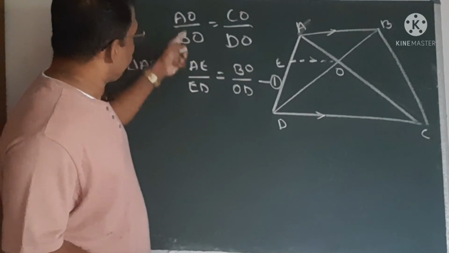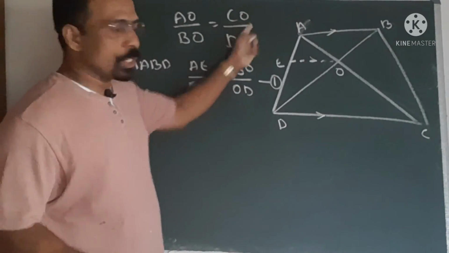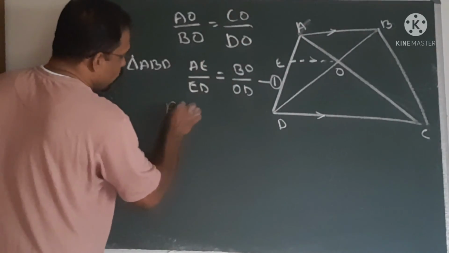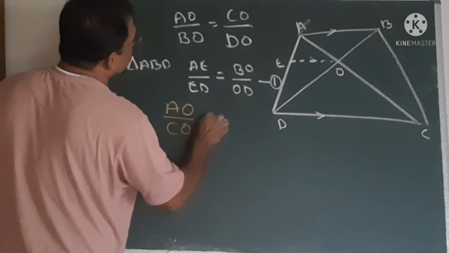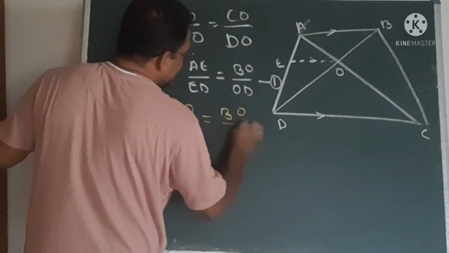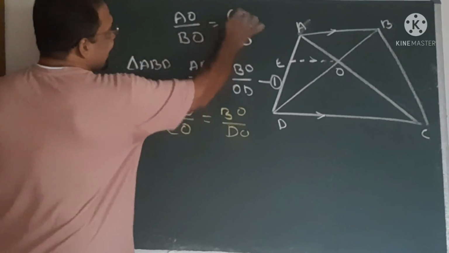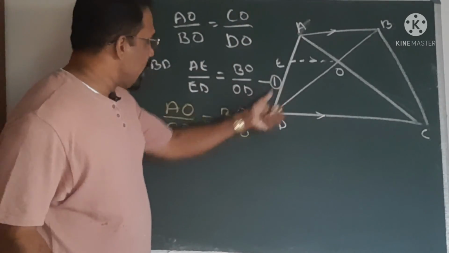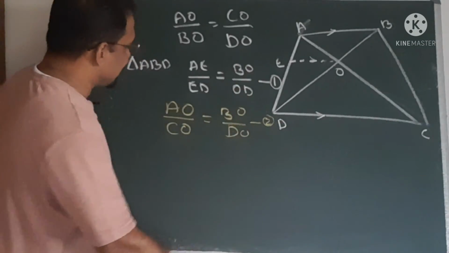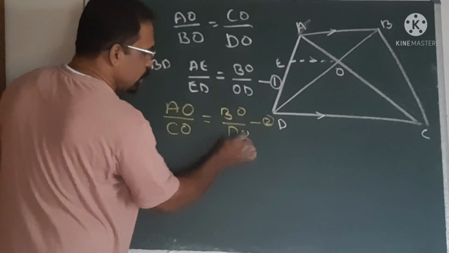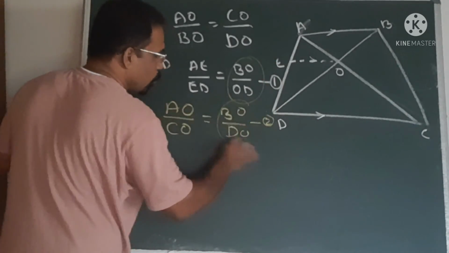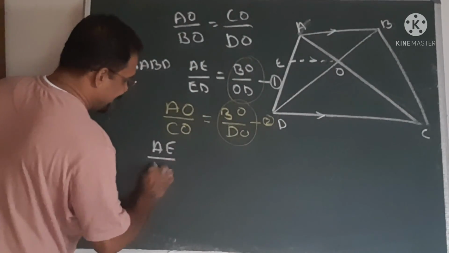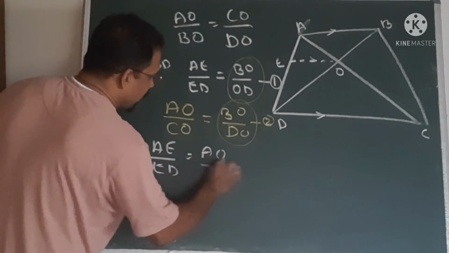Now what is given to us? AO by BO is equal to CO by DO. Let us rearrange it. We can rewrite this as AO by CO is equal to BO by DO. We have just rearranged it. I have taken this CO here and this BO there. Now look at equation number 1 and equation number 2. You can see that BO by OD and BO by DO, this is the same. Both are the same. That means the LHS will be the same. That is AE by ED is equal to AO by CO.